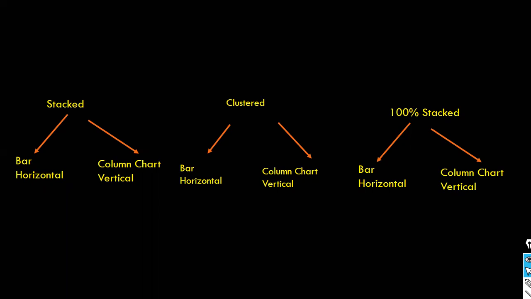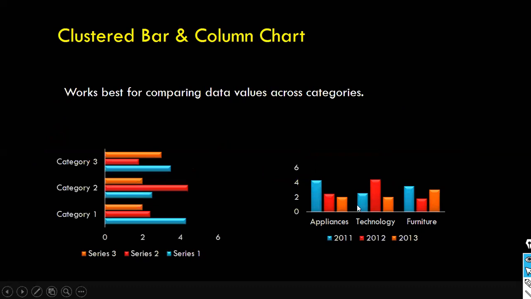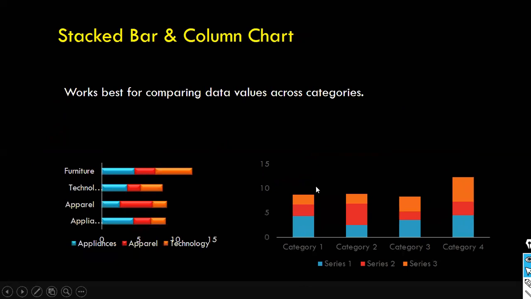Be it a stacked bar chart or clustered column chart, the chart displays data using rectangular bars. The length of the bar is proportional to the data value. In stacked charts, be it a bar or column, the rectangles are stacked one over the other. Look here, in this case the first category is this one, the second category is kept on top of this one, and the third category rectangle is stacked on top of that.